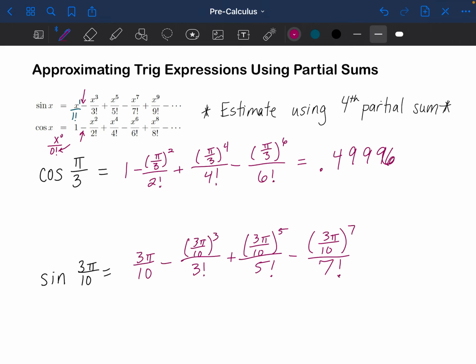And you plug that all in, you waste a little bit of time plugging and chugging in the calculator, and you get 0.809. And I did check my answer to make sure I did it correctly, and when we round sine of 3 pi over 10 to 3 decimal places, we get the same exact answer. How cool!